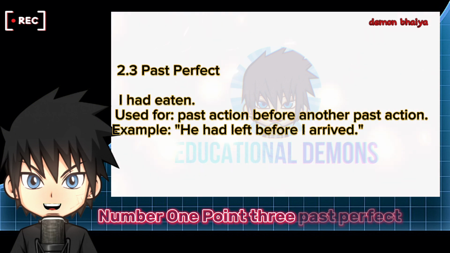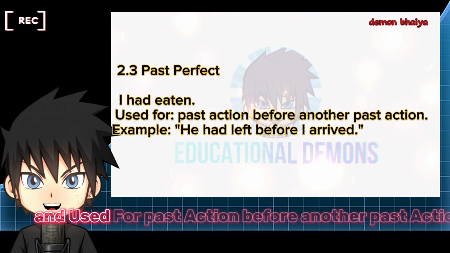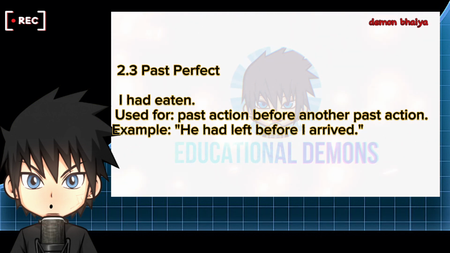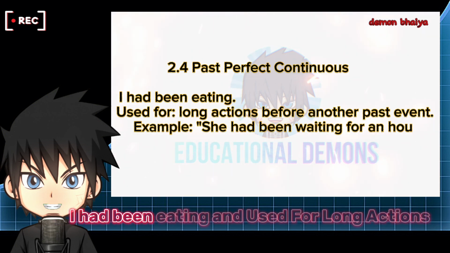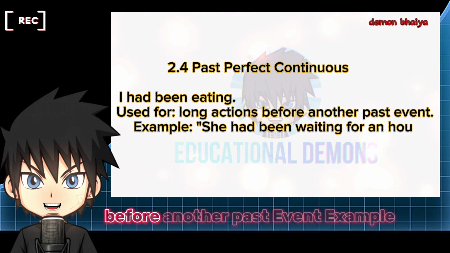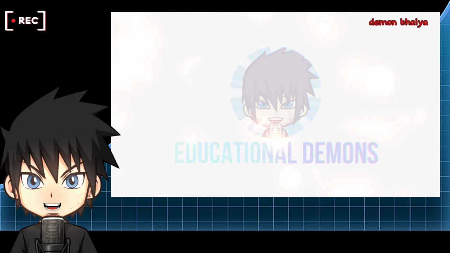Number 2.3, past perfect. I had eaten, used for a past action before another past action. Example, he had left before I arrived. Number 2.4, past perfect continuous. I had been eating, used for long actions before another past event. Example, she had been waiting for an hour.